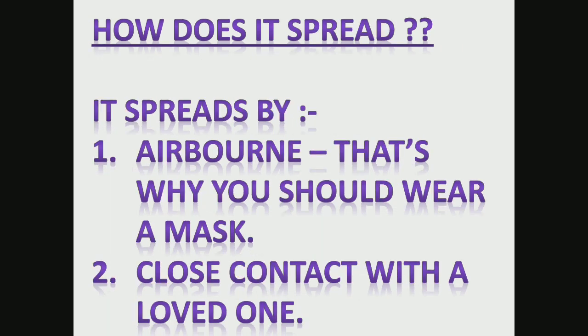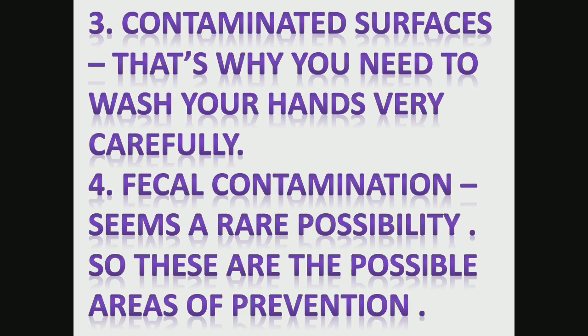But how does it spread? It spreads in the first place as airborne. That is why we should wear masks. The second way it can spread is by close contact with a loved one. The third possibility is by contaminated surfaces. That is why you need to wash your hands very carefully, especially after contact with any animal. The fourth is fecal contamination, but it seems that is a rare possibility. So these are the possible areas of prevention.